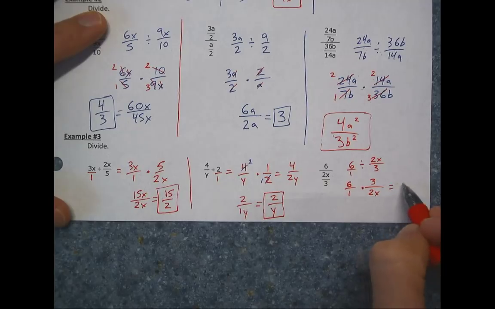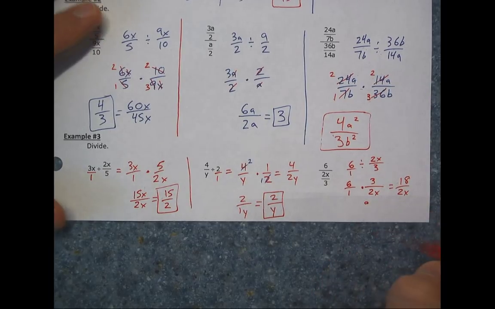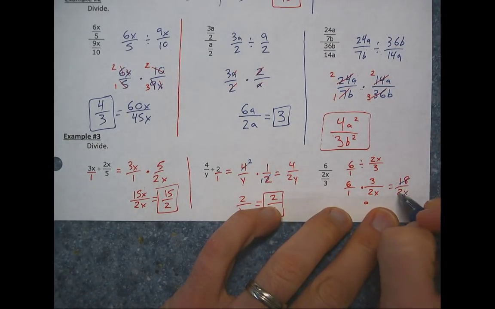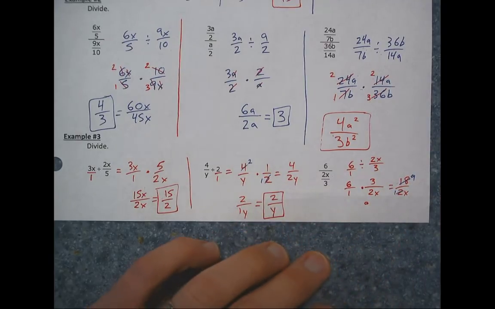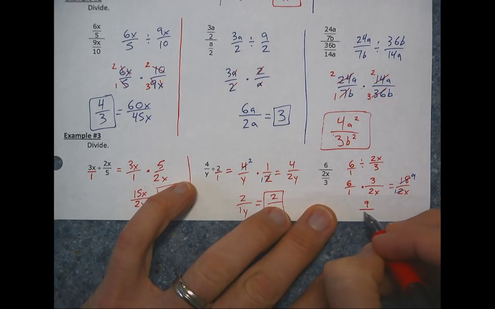Straight across, I get 18 over 2x. 18 divided by 2 is 9. Now, don't call it 9x. That would be a big mistake. That x is on the bottom. So the 18 and the 2 are canceling down to 9 and 1, but the 9's still on top and that x is still on the bottom. So it's 9 over x.